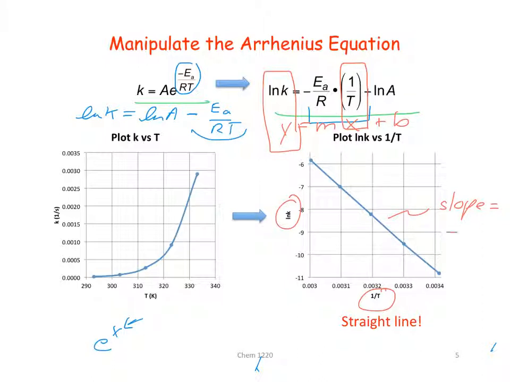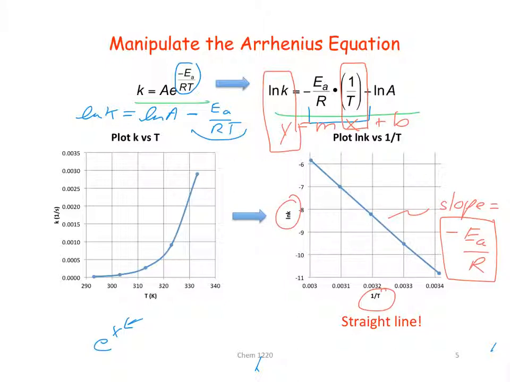So it would be minus E sub A over R. Okay, so if we plot it out like this, we could calculate this. We notice that it's a negative slope, so E sub A is going to be positive when we change it, and then we just divide it by R.